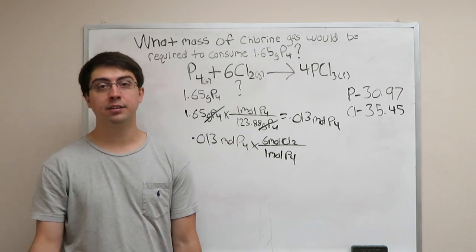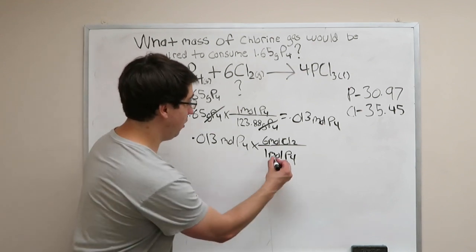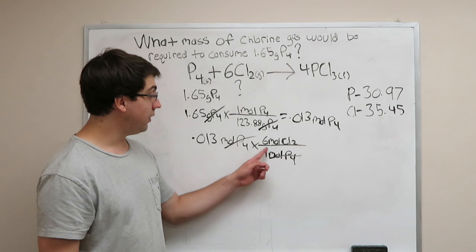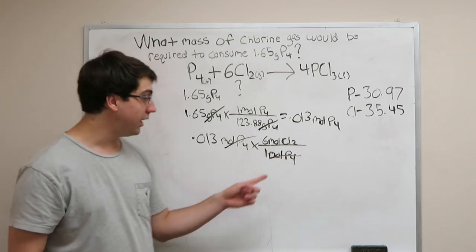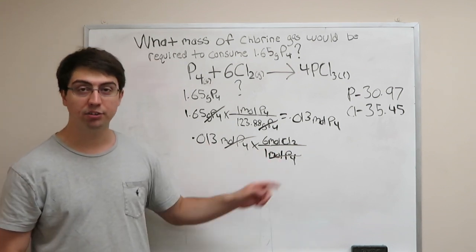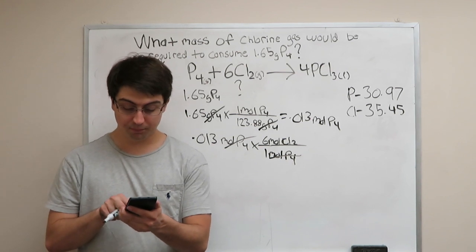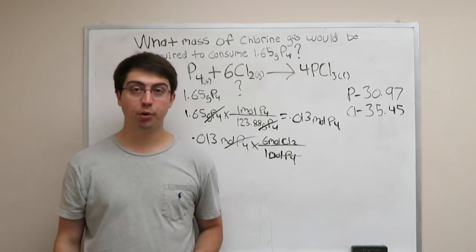The math works exactly like converting between grams and moles. The moles of P4 will cancel out, leaving us with moles of chlorine, and we just need to take the 0.013 and multiply it by 6. I got 0.078.